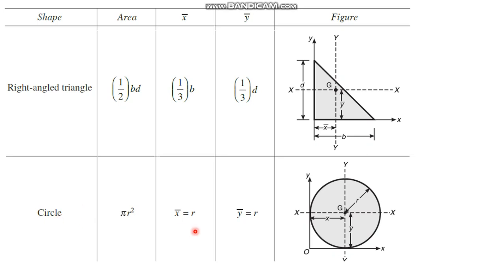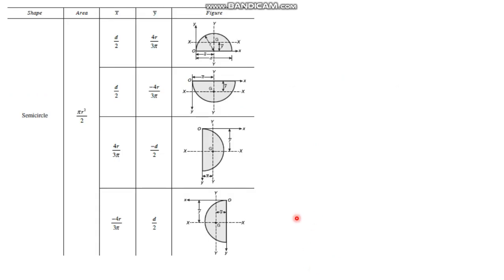Now for the circle, the area in terms of radius will be pi r square. So x bar will be r, and y bar is also r. Now for the semicircle, which can be taken in different forms, the first semicircle is this one, and its area will be pi r square by 2. For this figure, x bar will be half of d, that is d by 2, and y bar will be 4r by 3 pi. This you have to remember, 4r by 3 pi.